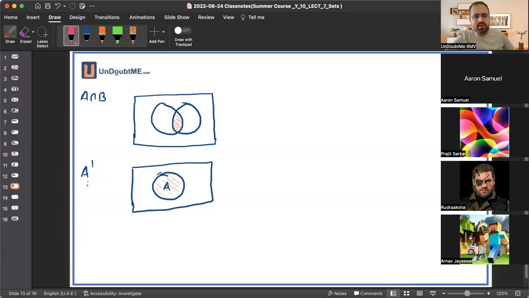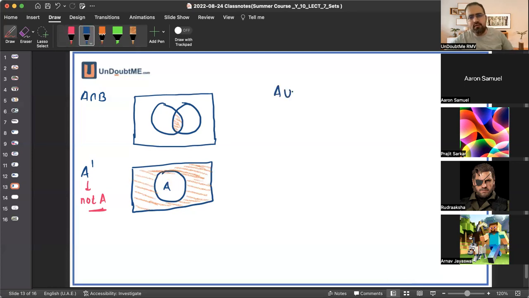Just for revision, I'll tell you that A dash is not A. Not A means you have to take all the elements which are not in A. So the rectangle, everything except this circle will be shaded. If I draw this circle again, I have to shade everything else. This will be the required portion for A dash.